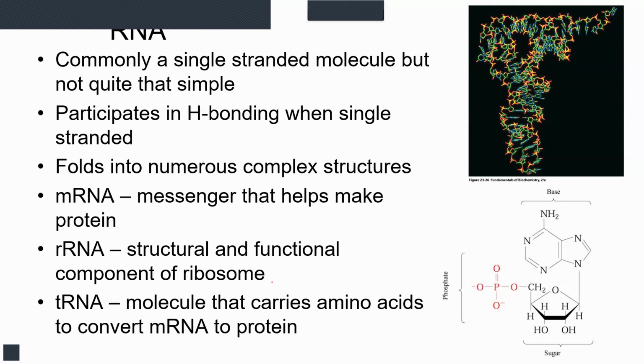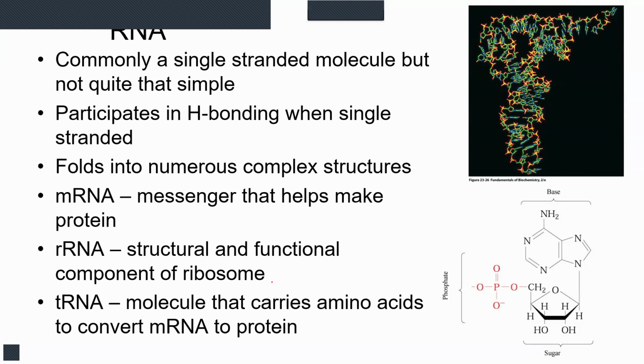Now, to sum up RNA, you could say it's mRNA, rRNA, and tRNA. mRNA is messenger RNA. It's the messenger that goes from the DNA to the ribosome to make a protein. It's sometimes common to refer to an mRNA transcript. That's the conversion of a DNA molecule to what's going to be coded for a protein. rRNA, the ribosomal RNA, is the structural and functional component of the ribosome.